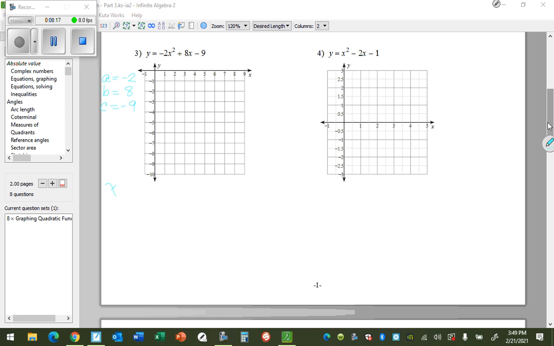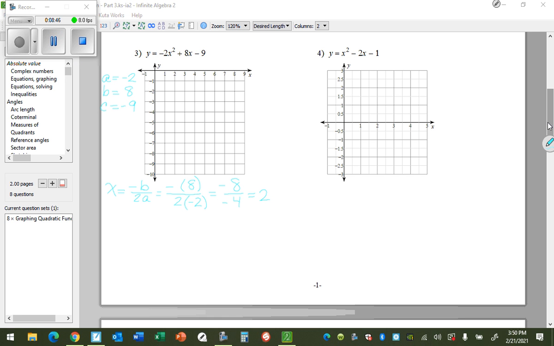So we have to first know our x value, which is negative b divided by twice a. So negative, and our b value is positive 8, over 2 times our a value, which is negative 2. So we have a negative 8 on top, making it just negative 8. And on the bottom, 2 times negative 2 makes negative 4. Negative 8 divided by negative 4 is a positive 2. So now we have our x value.